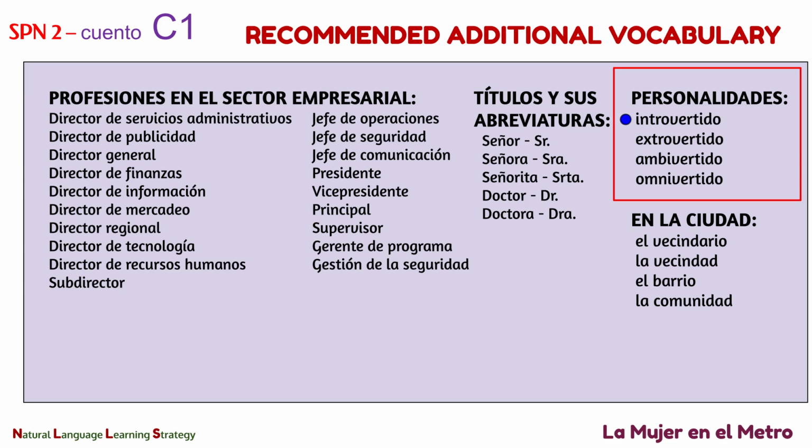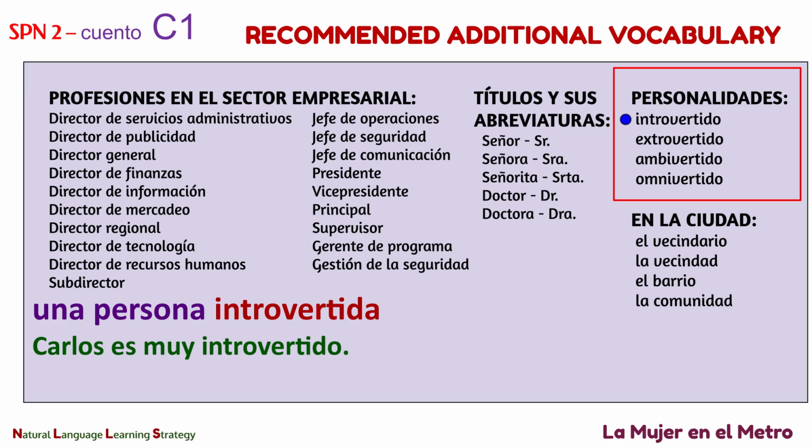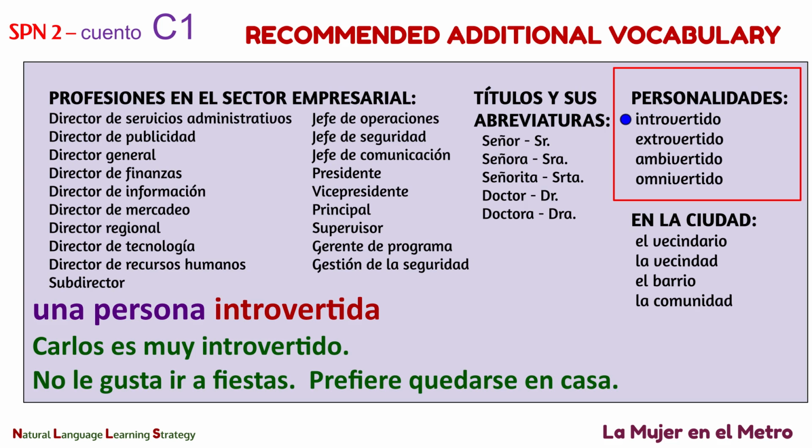Introvertido, introverted. Extrovertido, extroverted. Ambivertido, ambiverted. And omnivertido, omniverted. Una persona introvertida is a person who is much more comfortable with their own company and may not like social interactions very much. Carlos es muy introvertido. No le gusta ir a fiestas. Prefiere quedarse en casa. Carlos is very introverted. He doesn't like to go to parties. He prefers to stay at home.